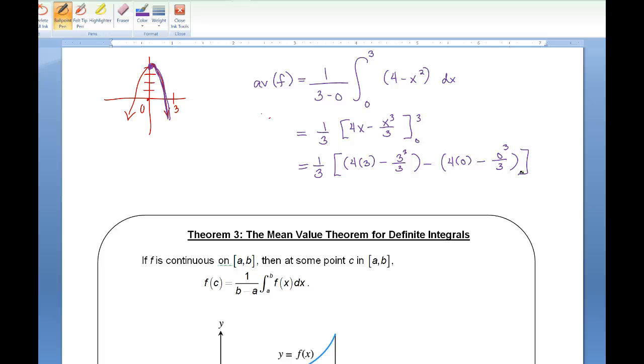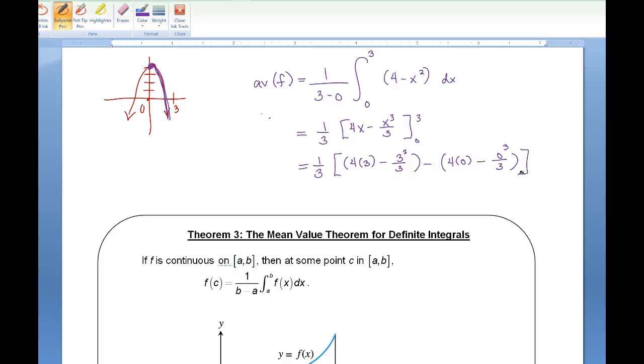Remember, how would you check your answer? Take the derivative of this and see if you get our integrand. The derivative of 4x would give us 4. Would the derivative of x to the 3rd over 3 give us x squared? Yeah, you'd move the 3 to the front, subtract.